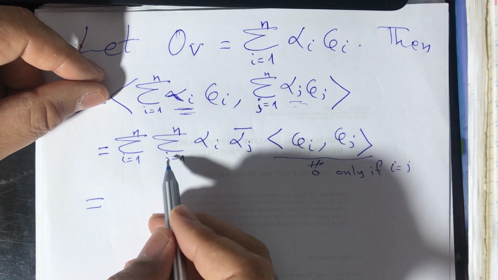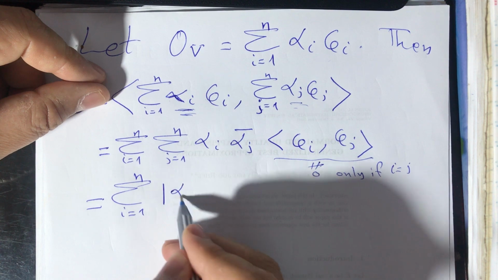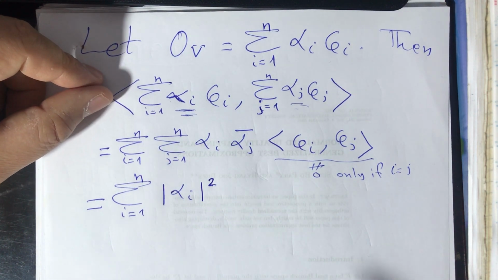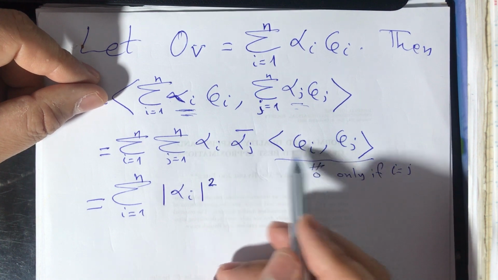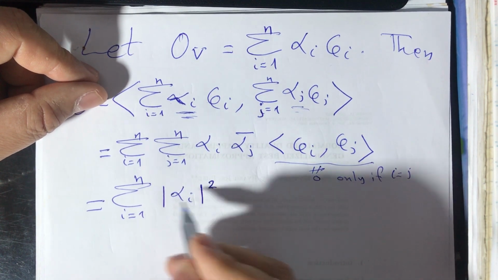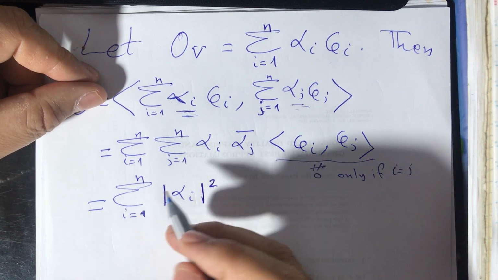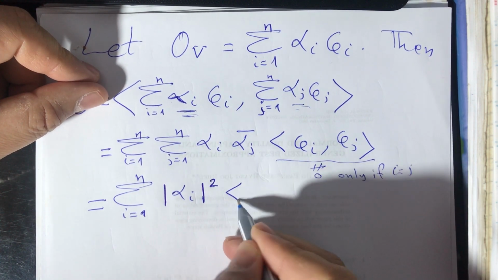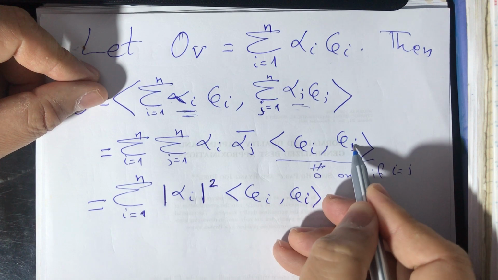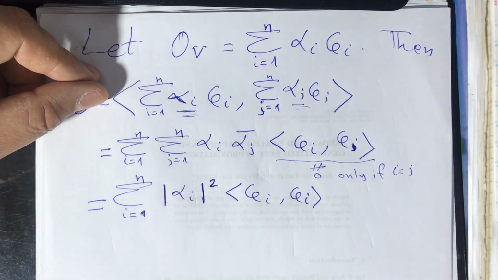So this is equal to the summation, i from 1 to n, alpha i, conjugate. We take just when i equals j, this will not be 0. If i is not equal to j, this will be 0. So this will be 0, and we take now just i from 1 to n, inner product phi i with phi i here. Because this is just if i is equal to j will not be 0. If i is not equal to j, this will be 0.